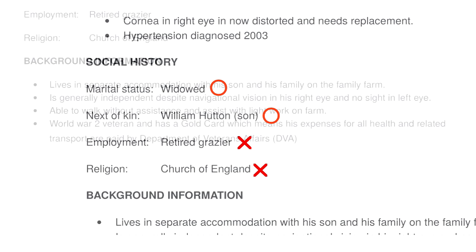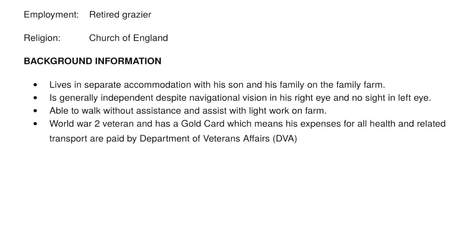Okay, now we will read the background information. Lives in separate accommodation with his son and his family on the family farm. Is generally independent despite navigational vision in his right eye and no sight in his left eye. Able to walk without assistance and assist with light work on farm. World War II veteran and has a gold card, which means his expenses for all healthcare and related transport are paid by the Department of Veterans Affairs or DVA.